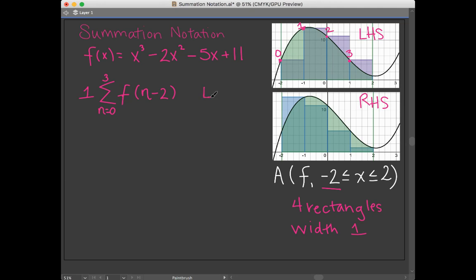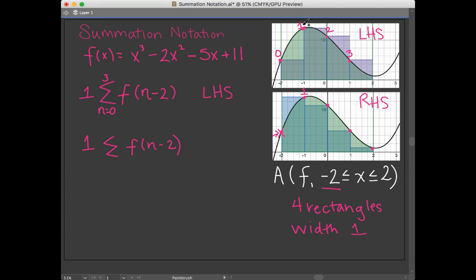If we wanted to do the right-hand side, all we would have to do is, we have the same width, we're starting in the same place, and we have the same number of rectangles. However, I don't want to start by plugging in 0. If I started by plugging in 0, it would give me the value of this point right here, which is not a point I want at all. That doesn't give me the height of anything. So what I want to start with is plugging in 1.